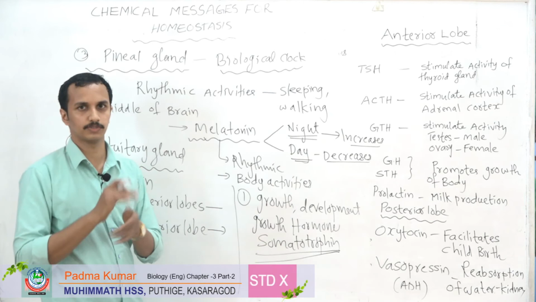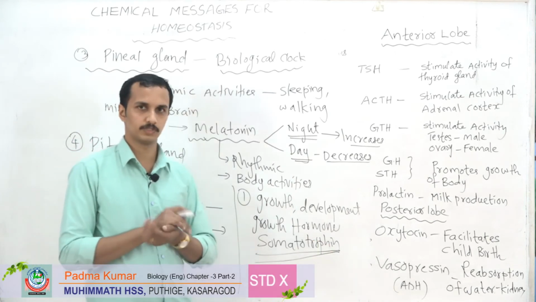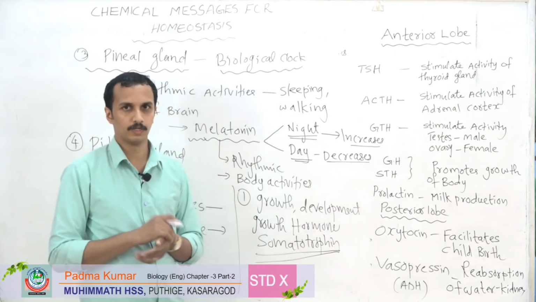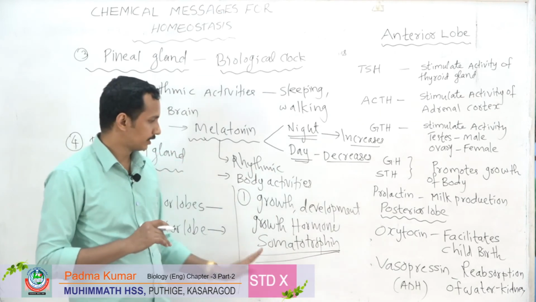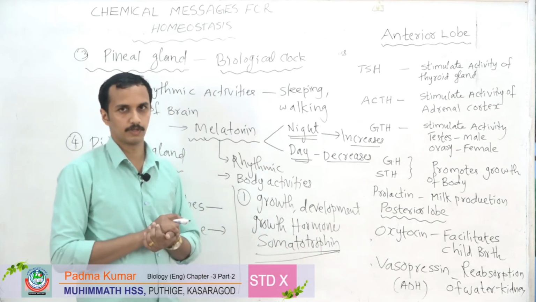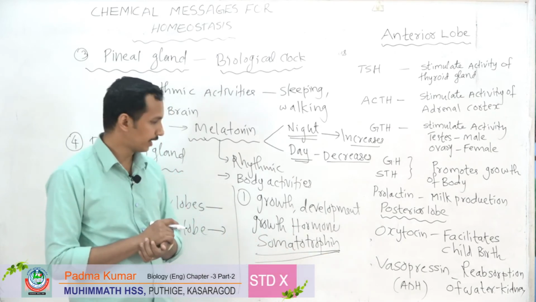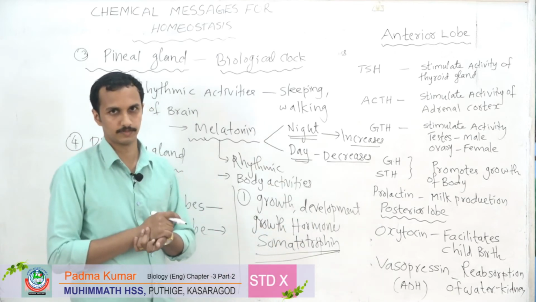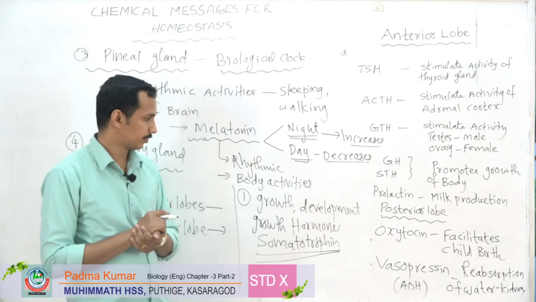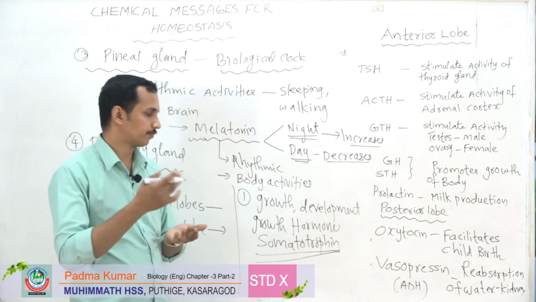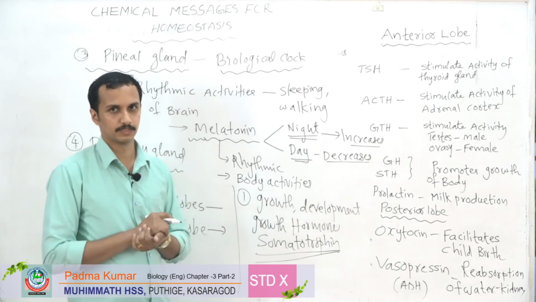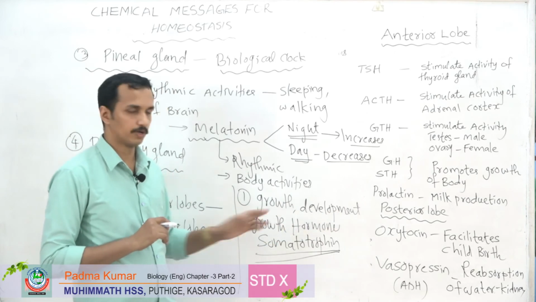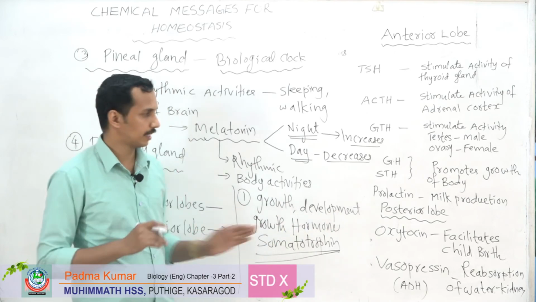There are some disorders associated with somatotrophin, that is increased production of somatotrophin during growth stage, decreased production of somatotrophin during growth stage, and increased production of somatotrophin after growing stage, that is after maturity. Suppose the gland secretes more somatotropin, what happens? We have to discuss some disorders associated with this growth hormone somatotropin, that we can discuss now.